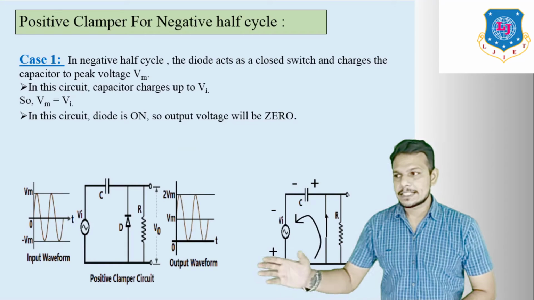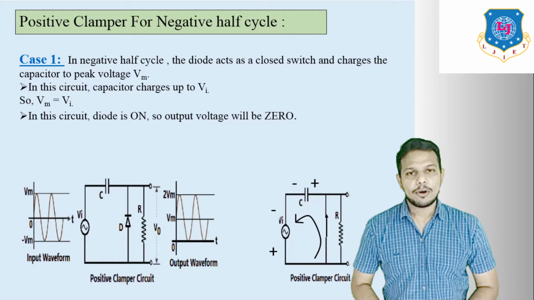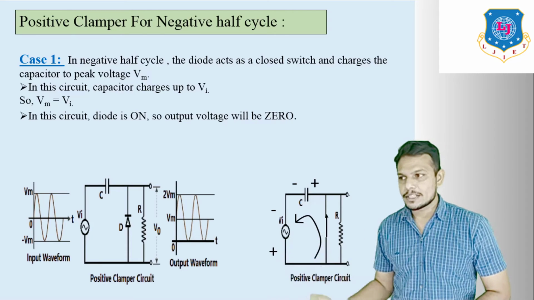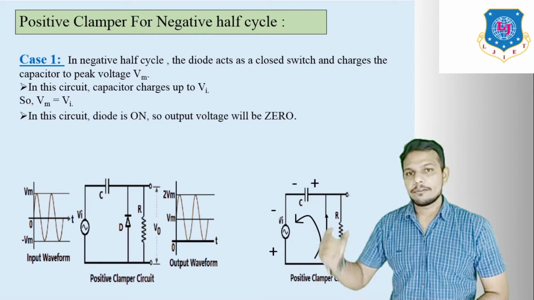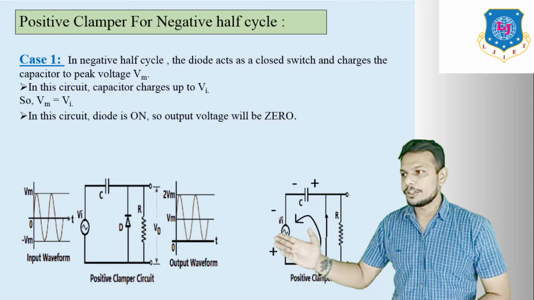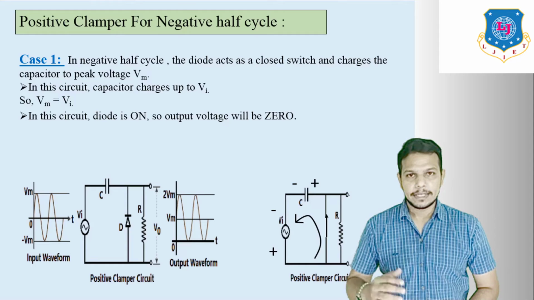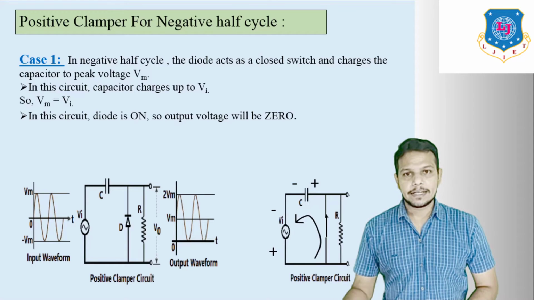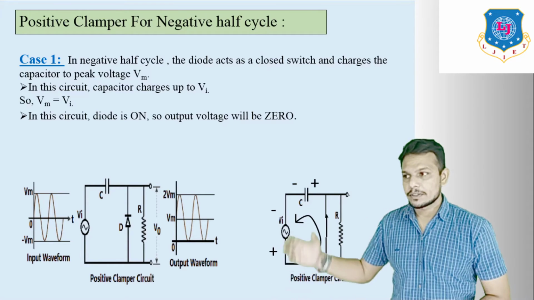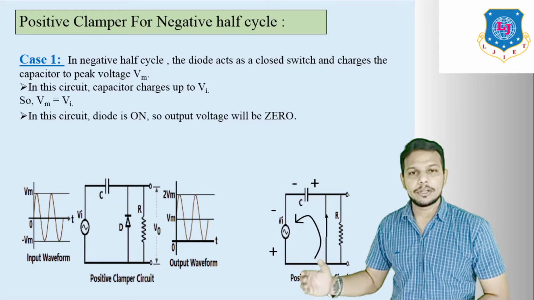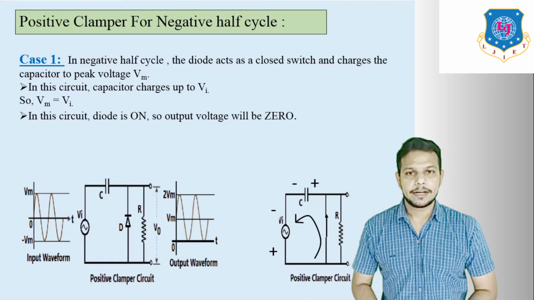Here we can see the circuit diagram of the positive clamper. In this circuit diagram, the diode's direction is upward and we include the diode with a capacitor. So this is known as a clamper. This is the positive clamper circuit, that means our final output voltage is shifted to the positive side.